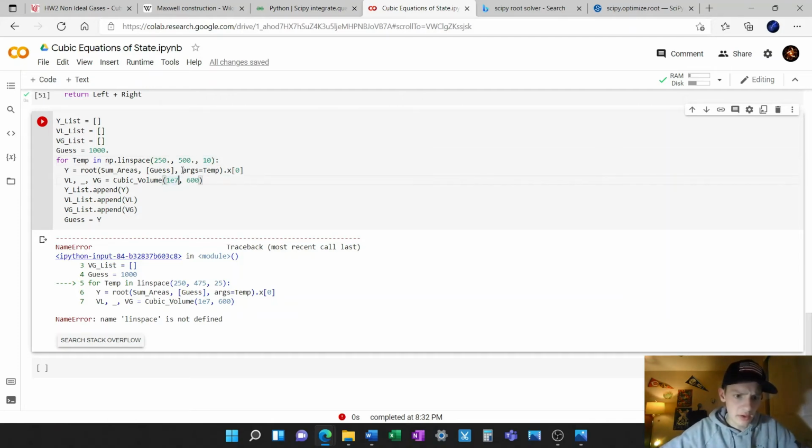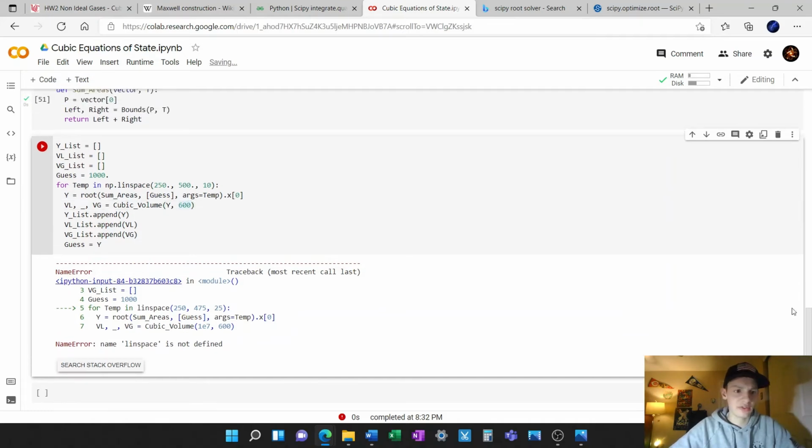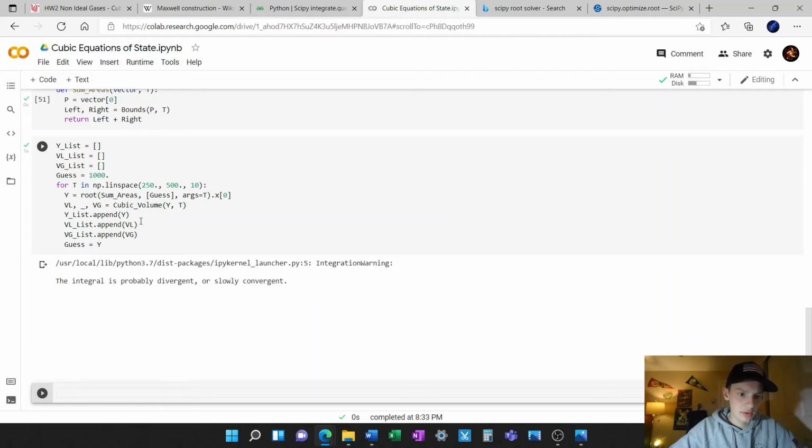That should be good. Oh no, that's a huge mistake. Okay, this pressure is going to be our Y that we computed using the root solver. This temperature is going to be temp. And because nothing is going to affect us from what's above here, I am just going to change this back to T. I like to keep things as simple as possible when I can. So that should be very good for us.